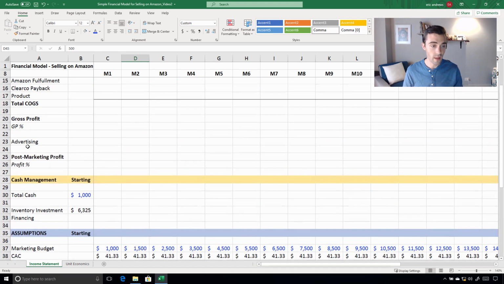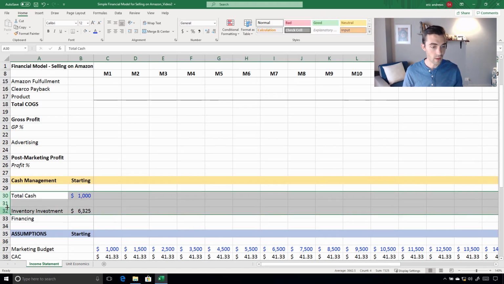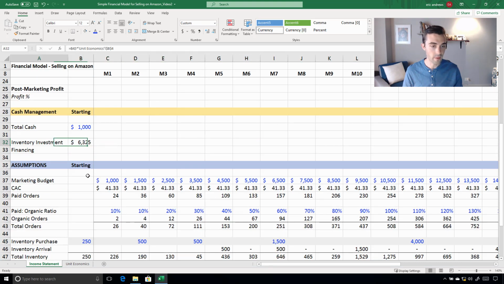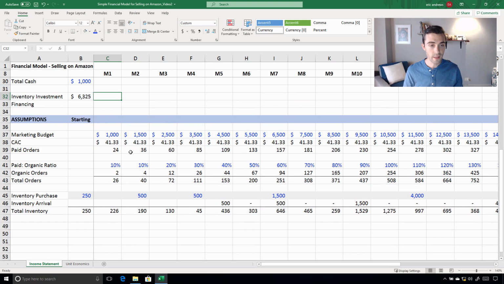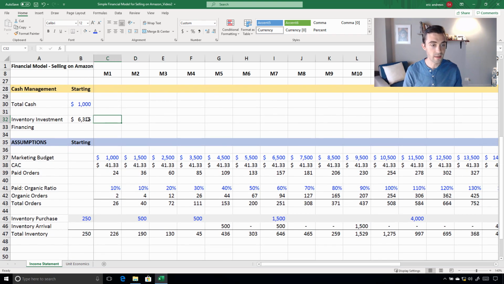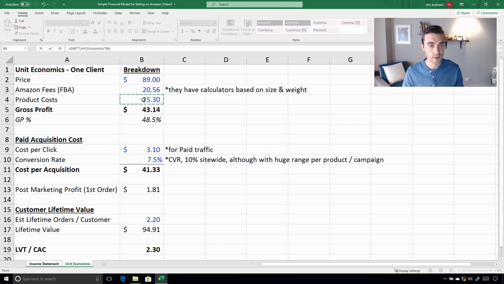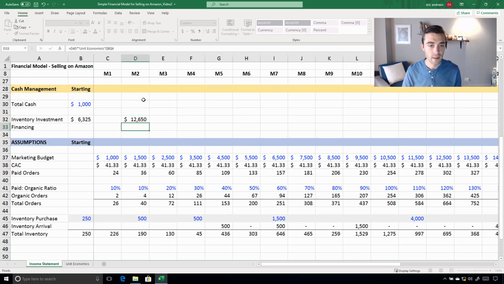So let's go up and do that, and then we'll kind of look at our cash here, and then I'll kind of talk about how we might be able to do that. And so first, the one thing I just want to do to kind of start it off is inventory investment. We've got the numbers here. It's 500 times the cost of 1 unit. I hit F4 to lock the column and the row. And so, yeah, that's going to be 12 grand.